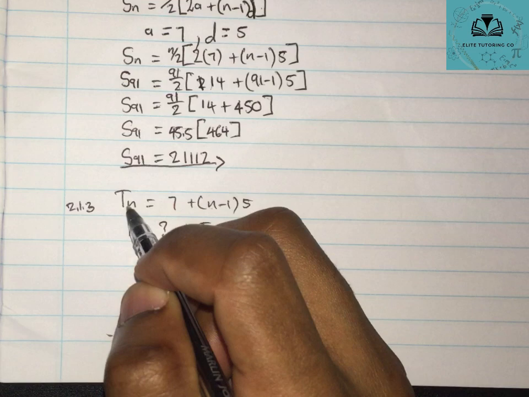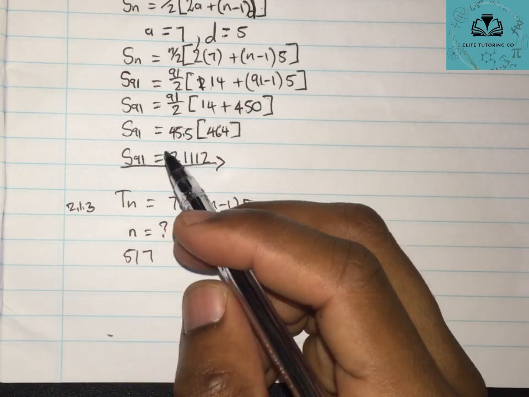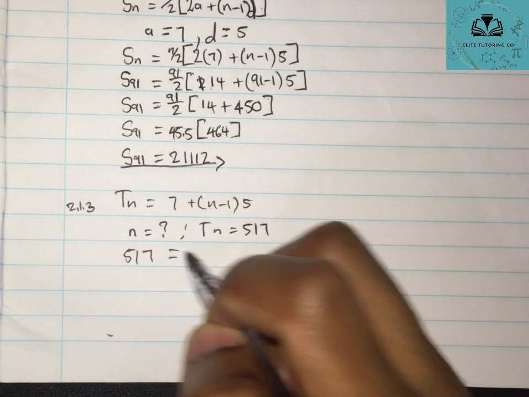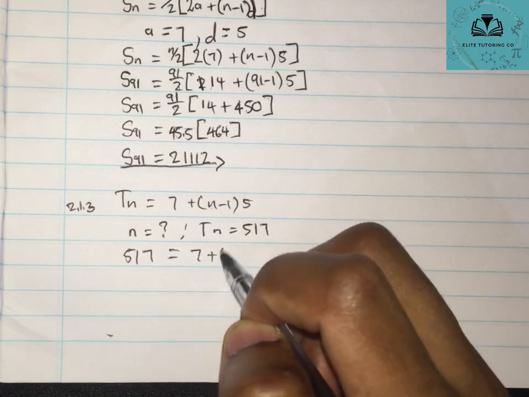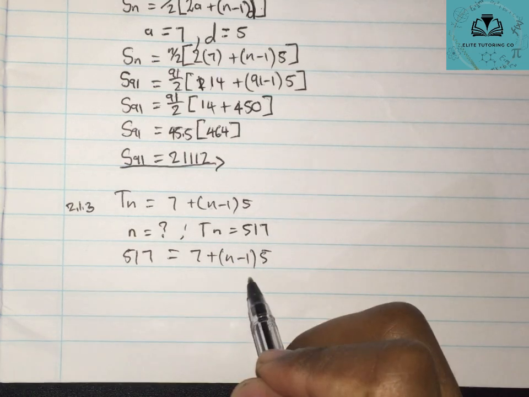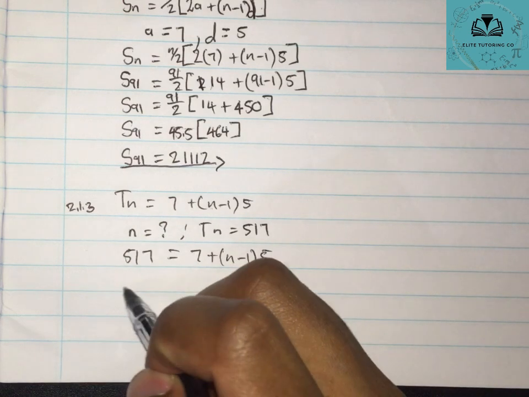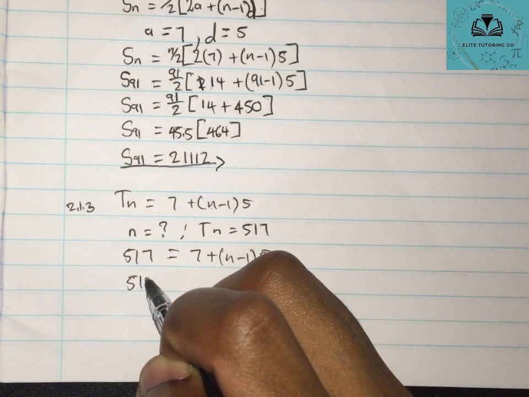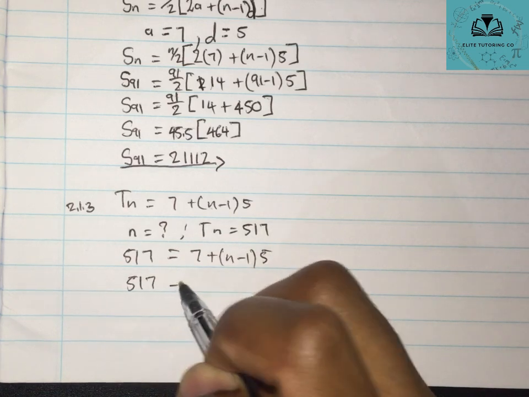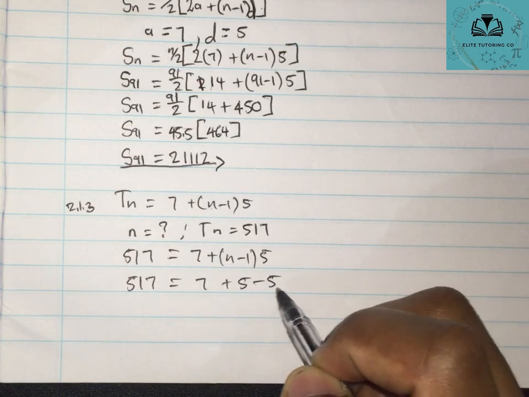So on this side I'll just put 517. Then I'll say that is equal to 7 plus n minus 1, all multiplied by 5. Then I'll start to solve for this equation, make n the subject of the formula. That's the first thing you want to do. So let's say 517 is equal to 7 plus 5n minus 5.